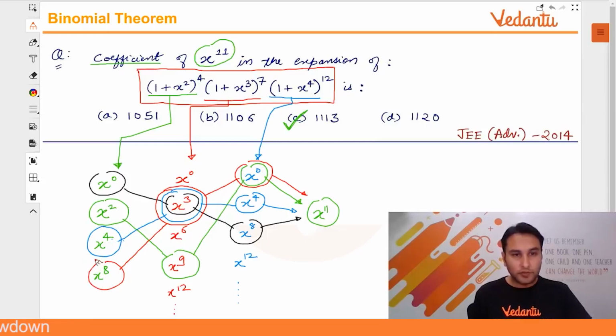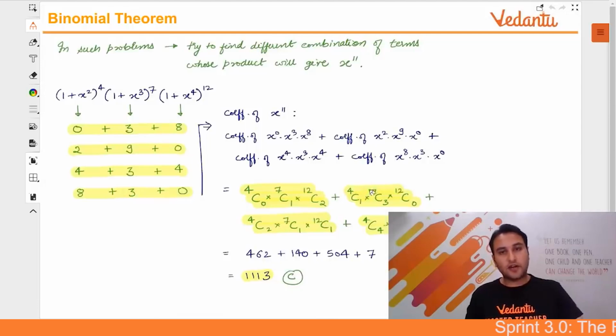Oh, in between there will be x to the power 6 also, I missed that. There will be x to the power 6 also in between, right? It's a power of 2, so x to the power 6 will also be there. But 6 plus 3 is 9, nothing will give 11. So x to the power 6 will not be needed. Don't worry. Okay? So these are all the combinations. Now let's see how to solve.